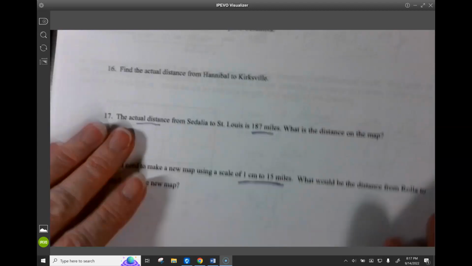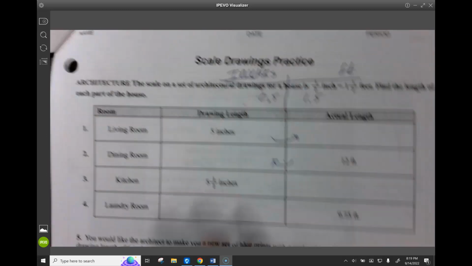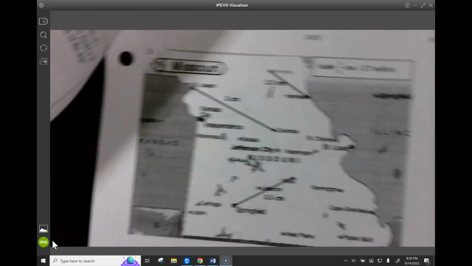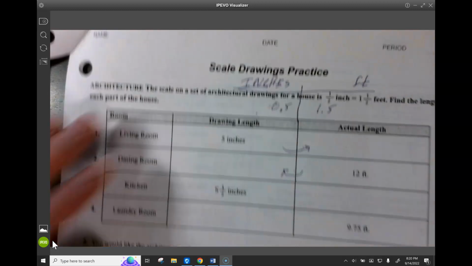Okay, good. So I'd like you to work on this now, and this is due tomorrow in class. So I'd like you to do these 3 pages. Scale drawing practice, then this page, and then this page. That is what is due for tomorrow in class.